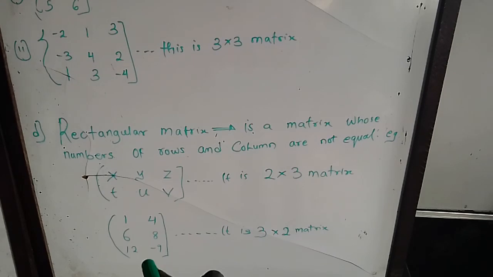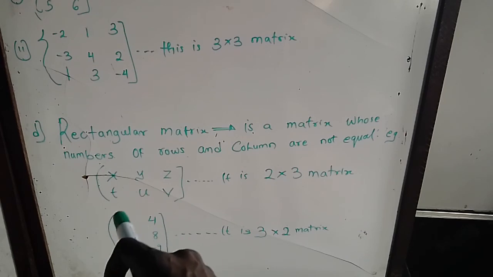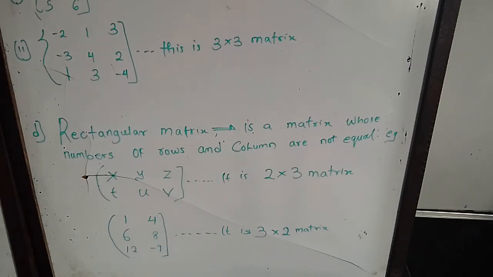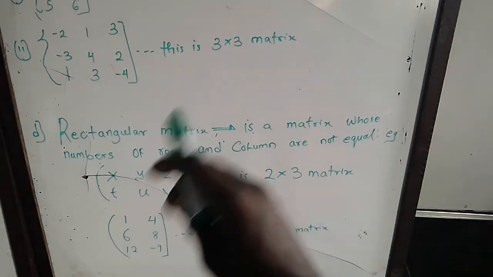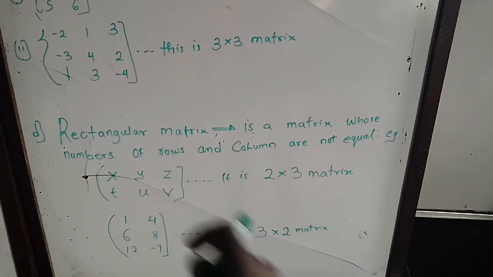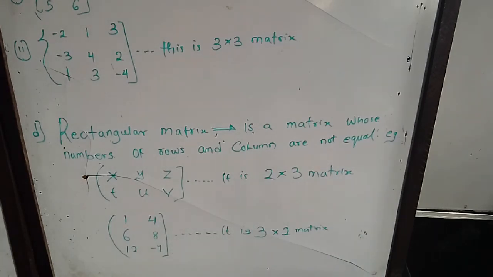Let's check the second example. Our rows have three elements, and our columns have two elements. The elements in the three columns are 1, 6 and 12, while the rows have 1 and 4. That's why we have a 3 by 2 matrix. So let's move forward.